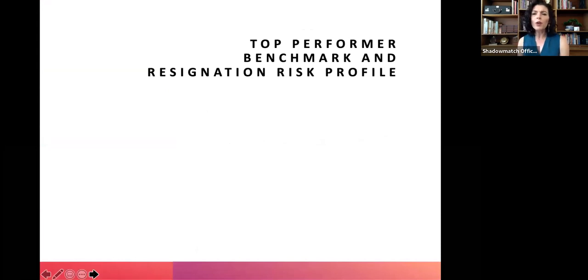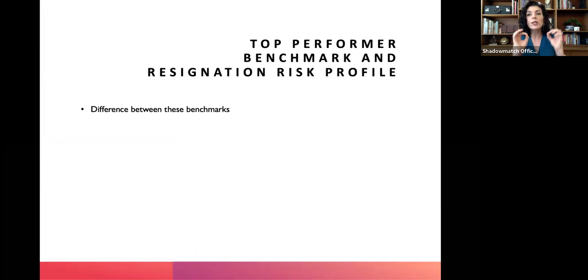Now, I want to make a few comments about a top performer benchmark and your resignation risk profile. The first one is the difference between these two. Now, I think this is quite logical. Just for the completeness of the presentation, let me just talk a bit about this. Your top performer benchmark, ladies and gentlemen, is the benchmark of the shared habits of your top performers. So obviously, you send Shadowmatch worksheet invites to your top performers.